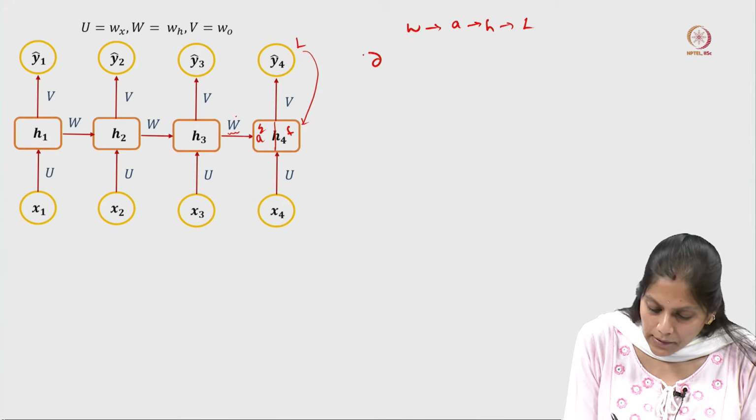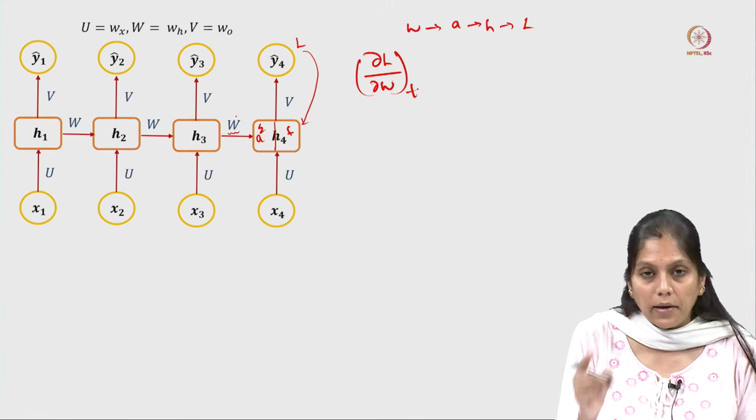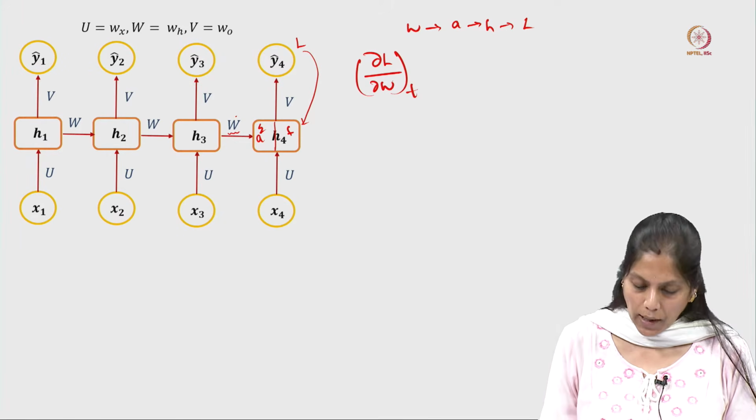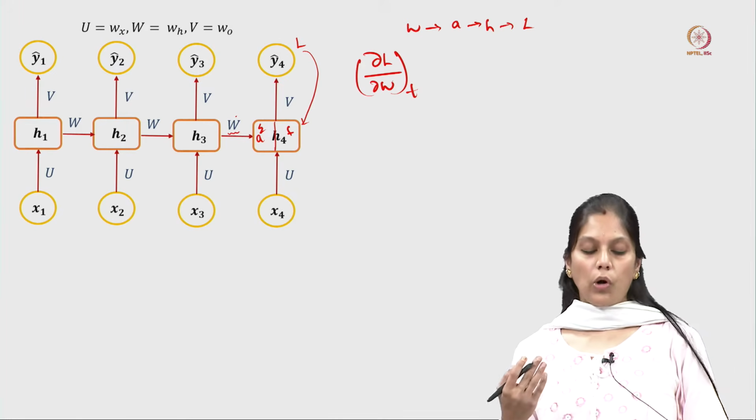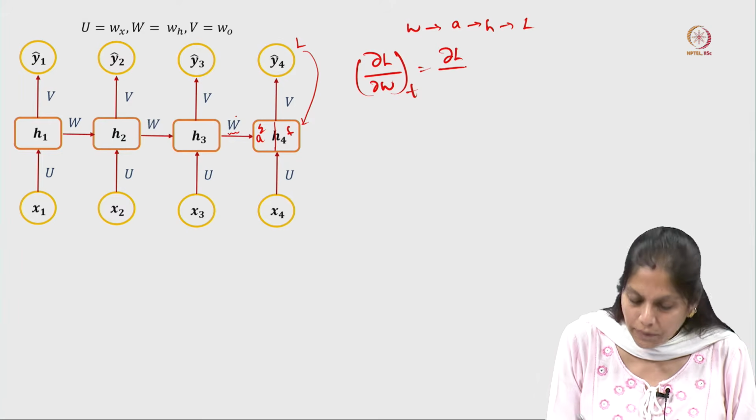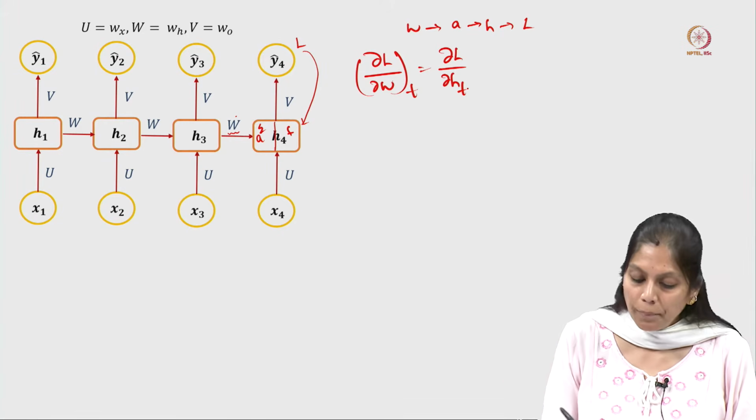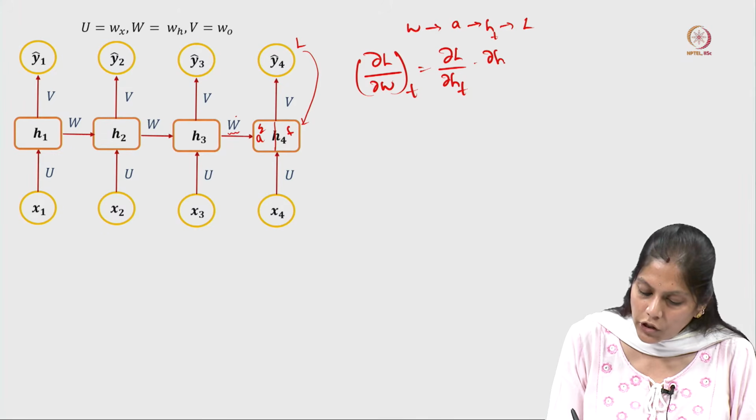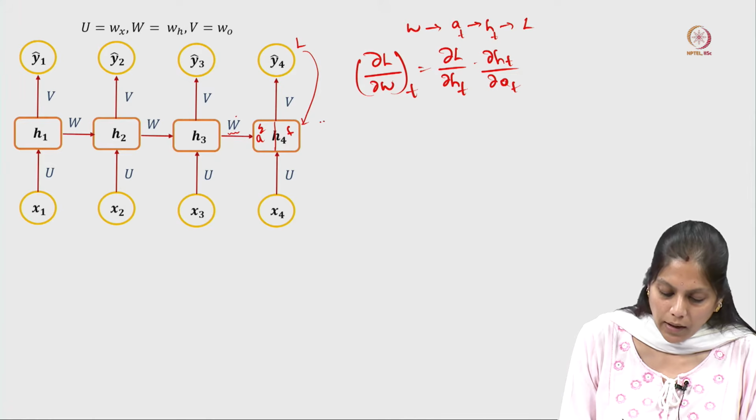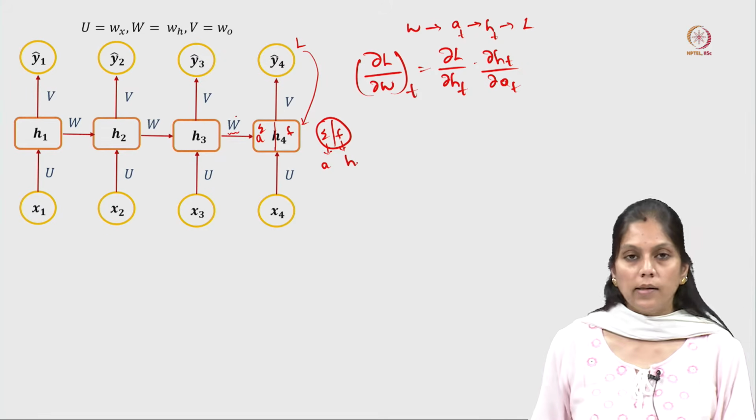Can we write it as the derivative of loss with respect to WF for one time step? We are writing it for one time step. Later we will see how to compute it for the overall. So you can write it as the derivative of loss with respect to HT at a particular time step, and HT in turn depends on AT. What is AT? At a hidden layer, you have a summation and an activation. The summation part is denoted as A and the activation part is denoted as H.